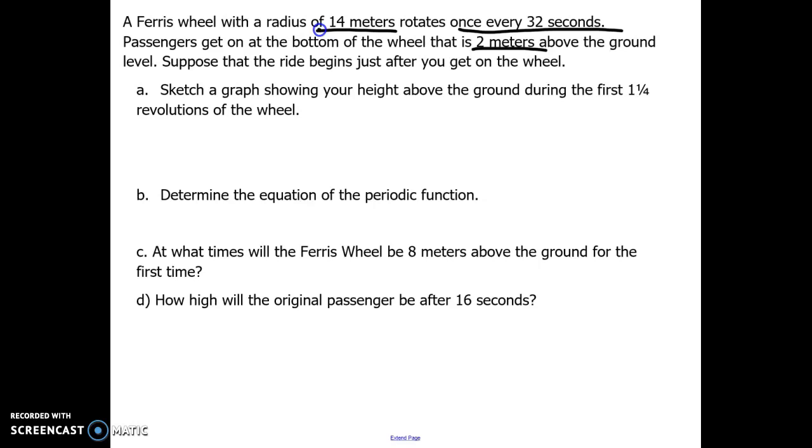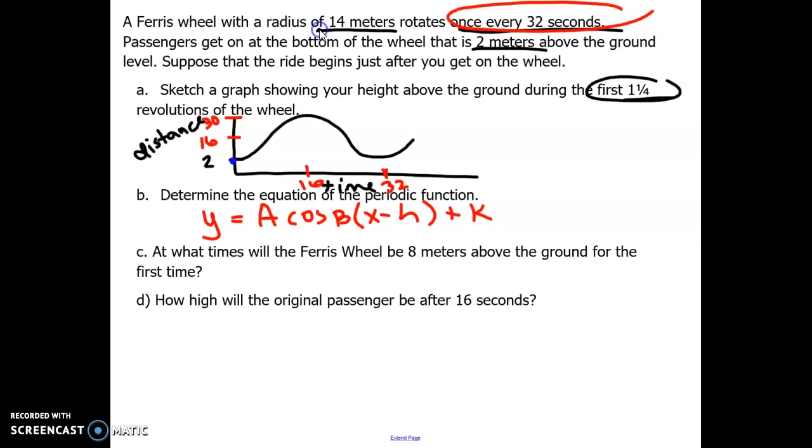We're going to sketch a graph showing your height above the ground during the first 1 1/4 revolutions of the wheel. So we started by drawing our graph. The Ferris wheel starts at 2, it would go up to 30, because again it's a radius of 14 and then another 14, and then back down, and that takes 32 seconds. So now we're going to come up with the equation.